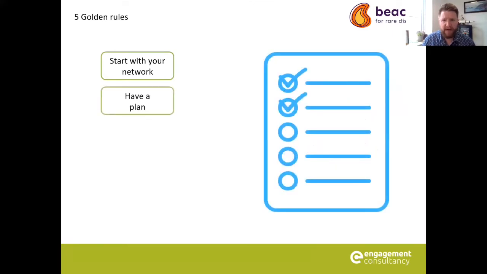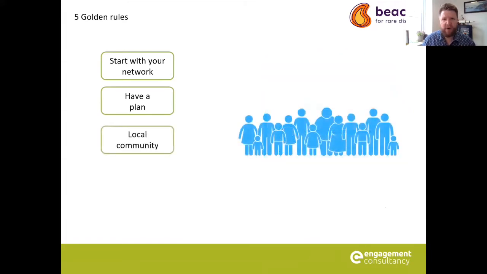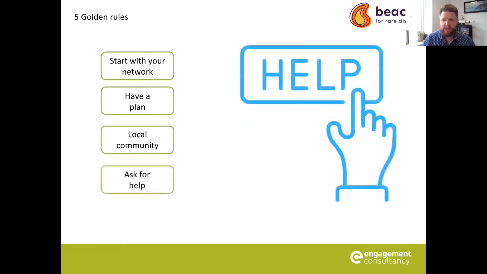Having a plan. Recruitment can be challenging, and it's important to have a plan so that you can look back on, as well as keeping you focused. Getting into your local community, and that can be your physical local community, or your online community as well. You might not be based locally, you could have national reach, so think about your local online community, your beneficiaries, maybe parents who you interact with, people who use your services. That is your community. Asking for help, there are lots of people who can support you.